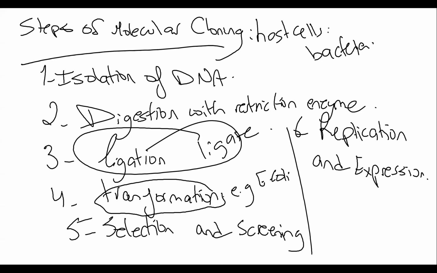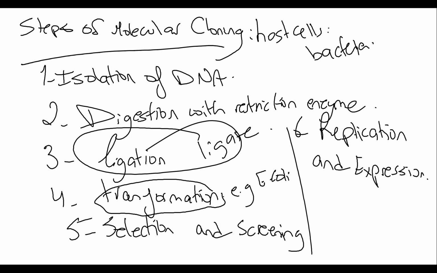This can be achieved by heat shock, electroporation, or other methods. Selection and screening: cells that have taken up the vector are selected using the selectable marker. We spoke about the selectable markers, which are the antibiotics. Screening methods like blue-white screening are used to identify cells that contain the recombinant DNA.